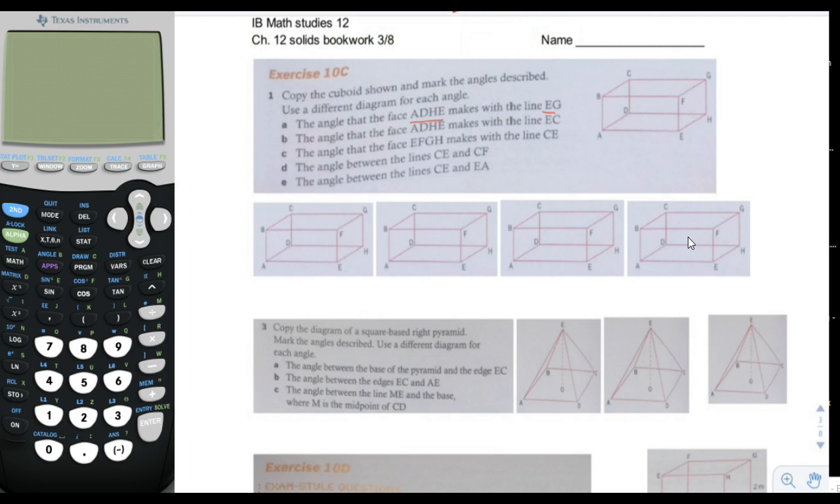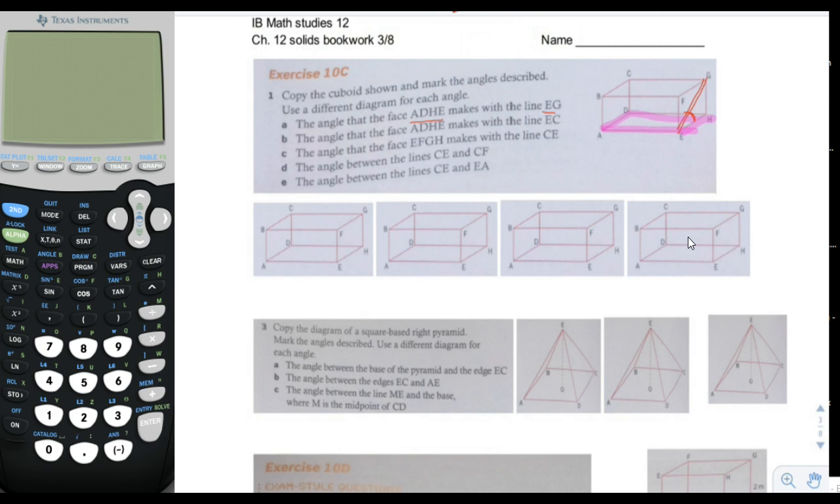So we'll mark the line EG. It's right there. And then it says the angle that the face ADHE makes. So let's try to mark the ADHE. That's the bottom one here. So that angle would be this angle here.